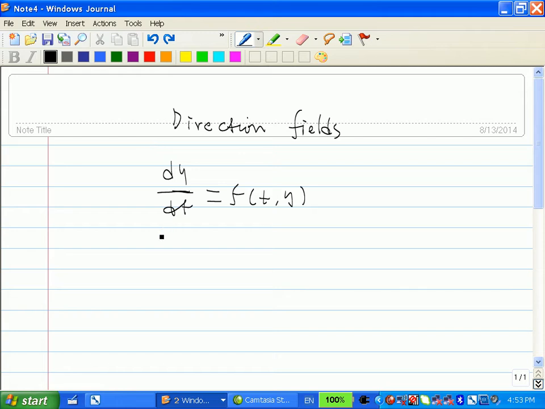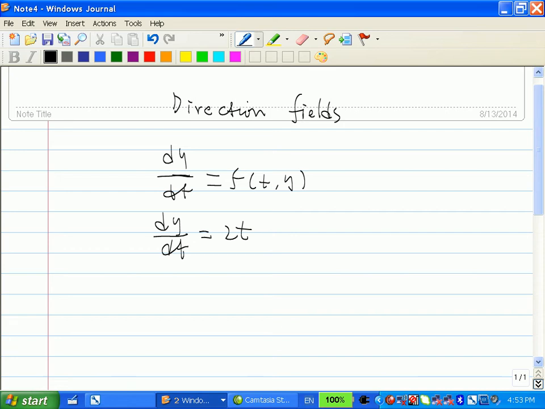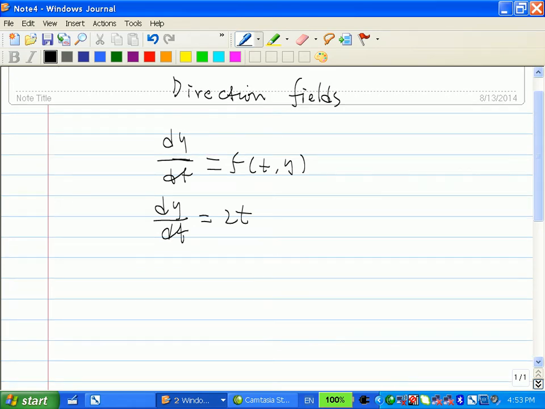Now, let's see the special case of dy/dt = 2t. First of all, this is a differential equation because it is an equation with a derivative involved. What does the solution look like for this differential equation? Since this equation is so simple, we can solve it without learning anything, as long as you know how to do the integration.